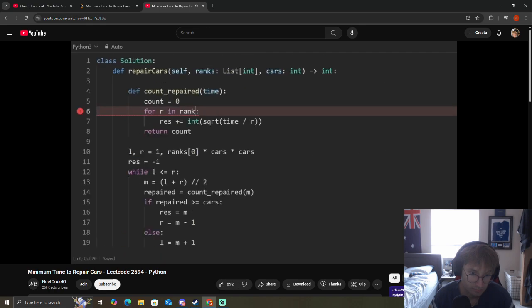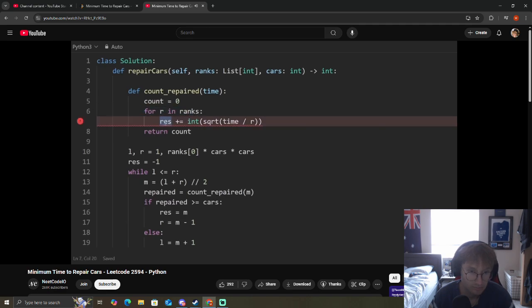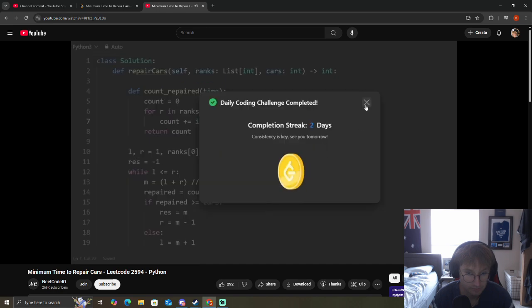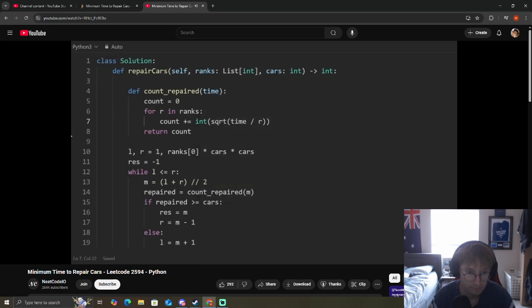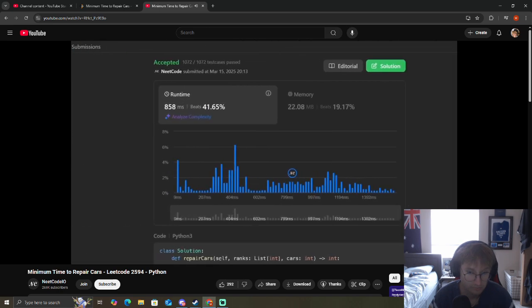And of course, I forgot the S, so the typo. And I also called this result when it should be count. Bad habit. But now you can see that this code does indeed work, and it is pretty efficient.